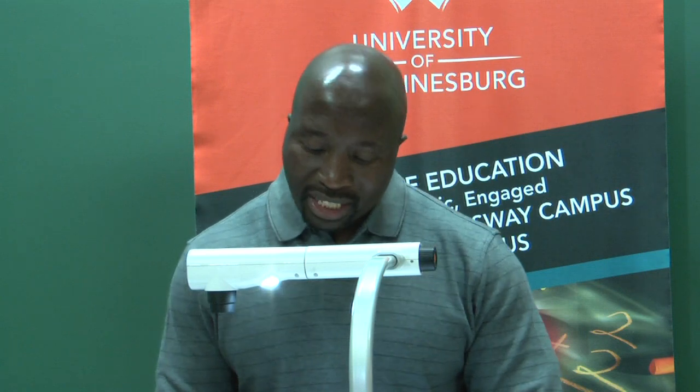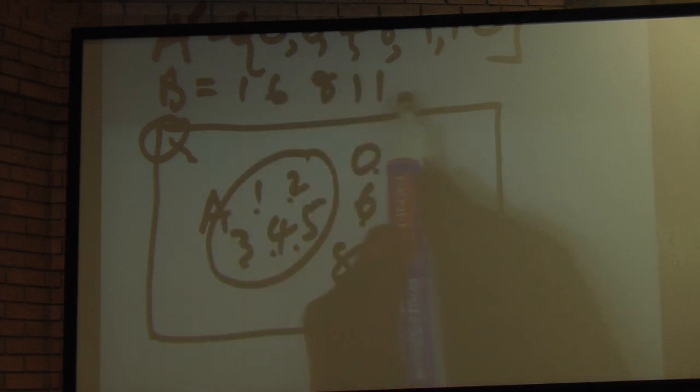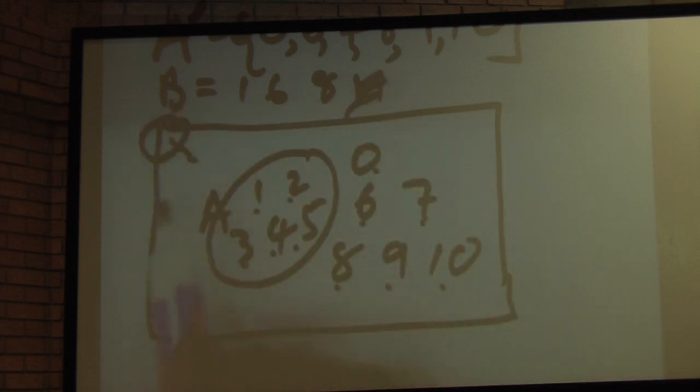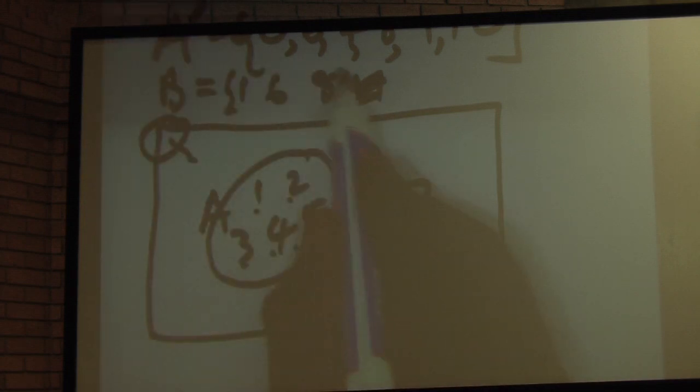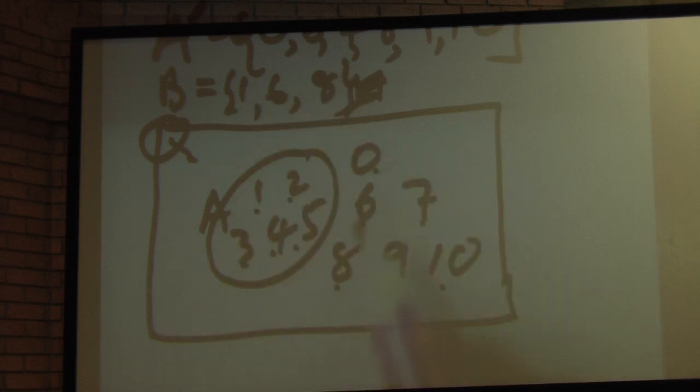So that is the universal set. Now, within the universal set, we can have other sets as well. For instance, let us say we had set B, which had 1, 6, 8, 11. We cannot include 11, because if set B is a subset of the universal set, it should not have an element that is not in the universal set. So let us say our set B was 1, 6, and 8. Then we can redraw our universal set and represent that in this form.